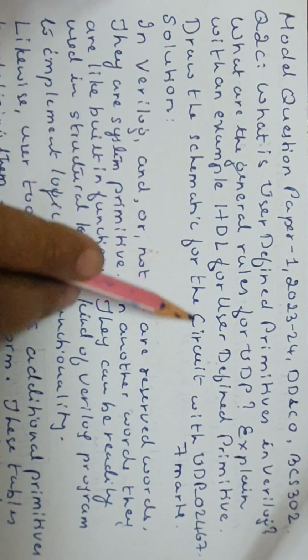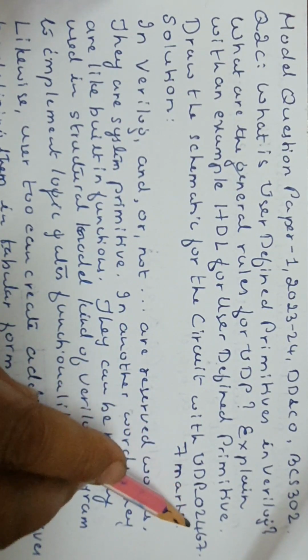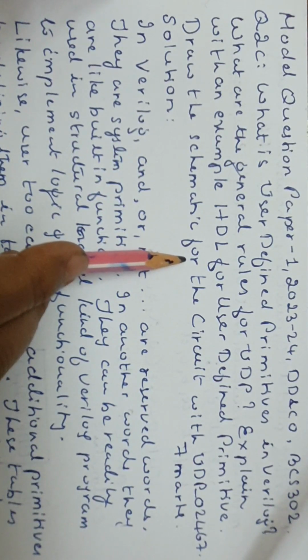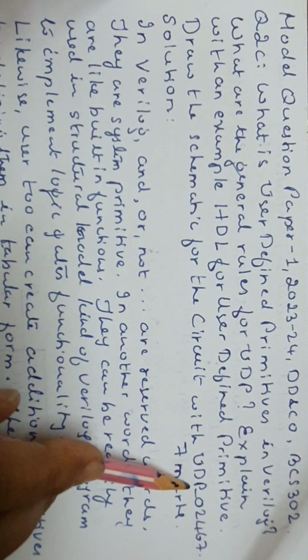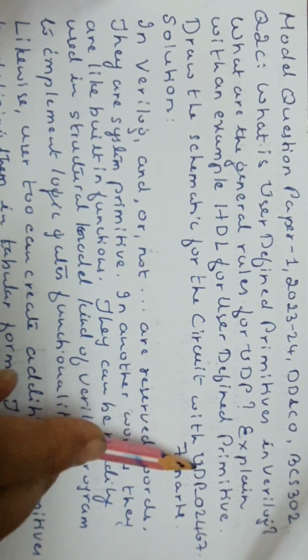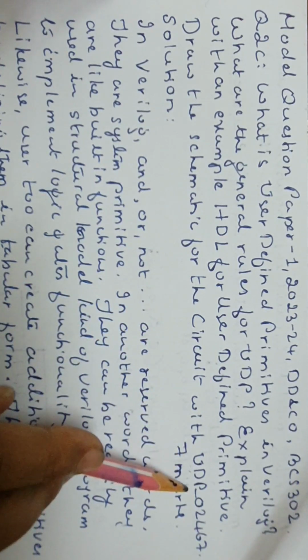Draw the schematic for the circuit with UDP_02467. So here we have to answer what is UDP with an example and what rules are followed while writing that. And we have to draw the schematic for the circuit with this name. This is UDP, so it represents some circuit. What is that circuit? That we have to draw. That is called the schematic for the circuit with this name.